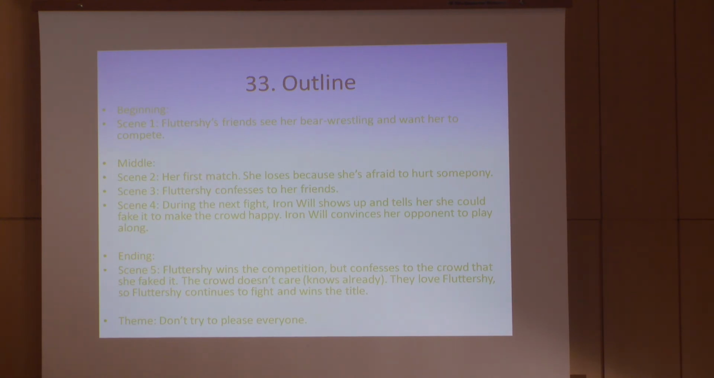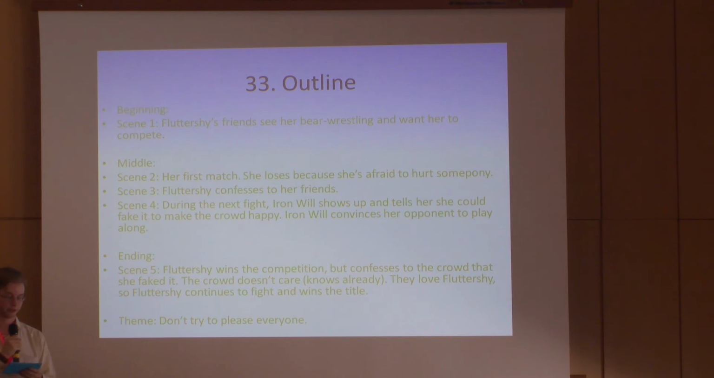Scene 1. Fluttershy's friends see her bear wrestling and want her to compete. Scene 2. Her first match. She loses because she is afraid to hurt some pony. Scene 3. Fluttershy confesses to her friends. Scene 4. During the next fight, Iron Will shows up and tells her she could fake it to make the crowd happy. Iron Will convinces her opponent to play along.